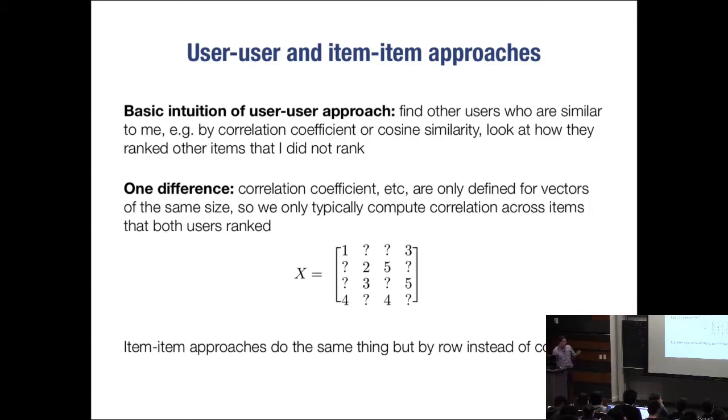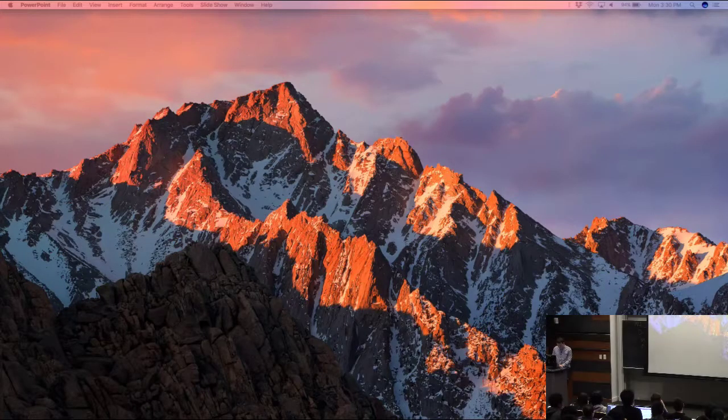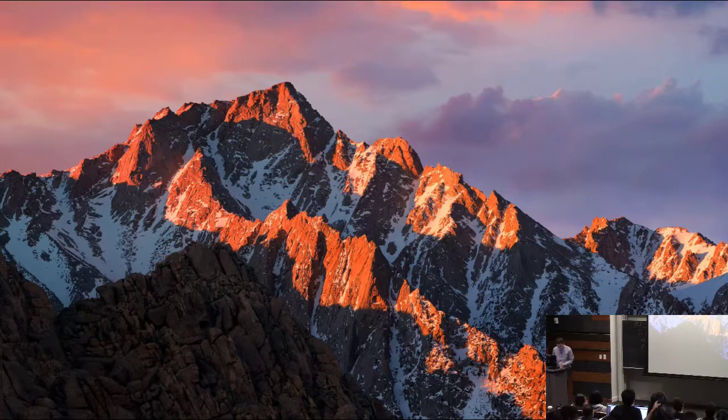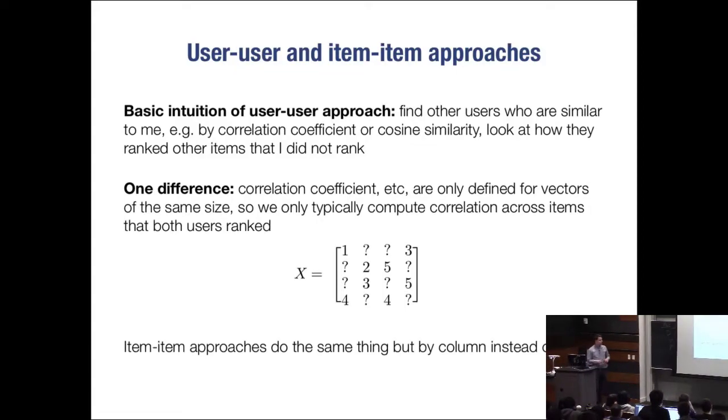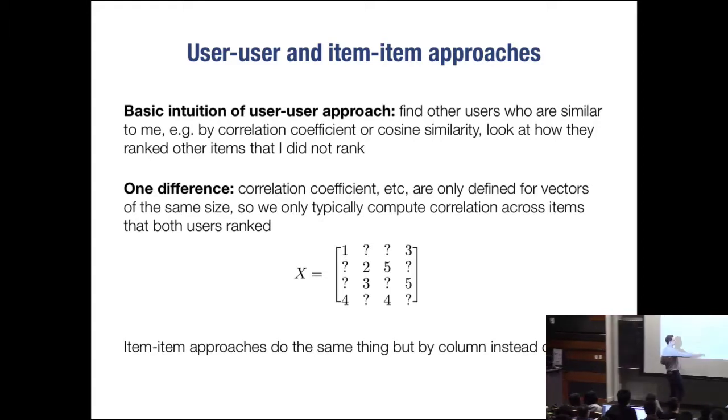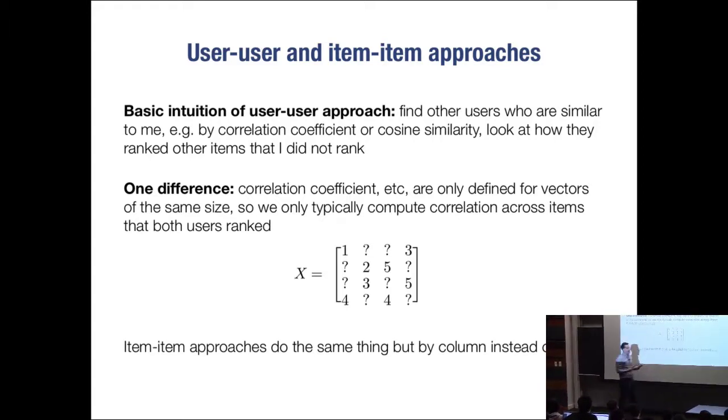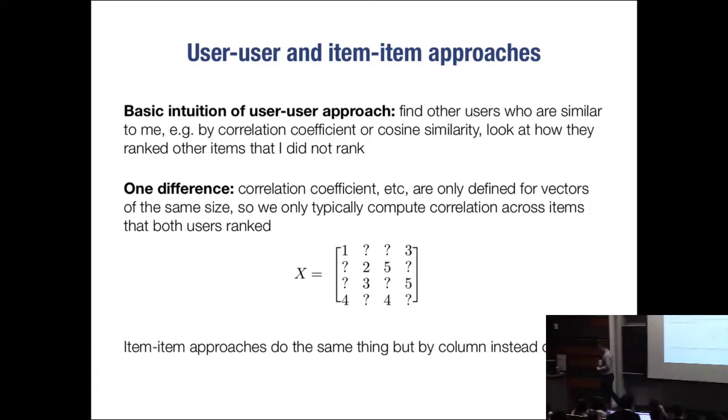And so I should say item-item approaches do the same thing, but of course by column instead of row. That one is by row. Let me just fix that. Okay. So item approaches will do the same thing, basically looking for similarity amongst the columns here, using the same fact that you only want to look at the ones that have been rated, where this has a rating here and this one has a rating there, but for the same user.